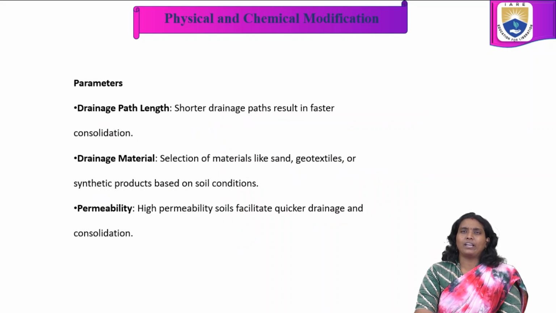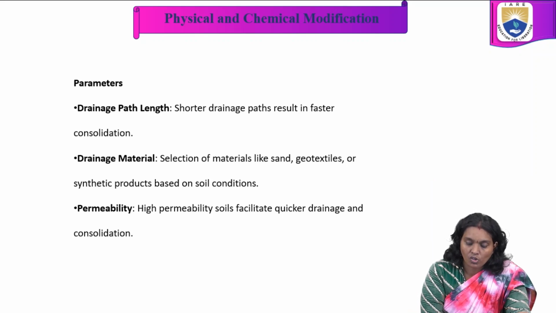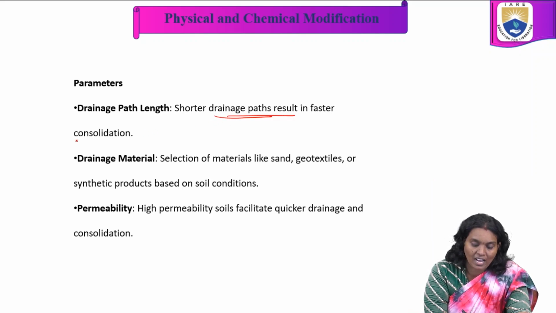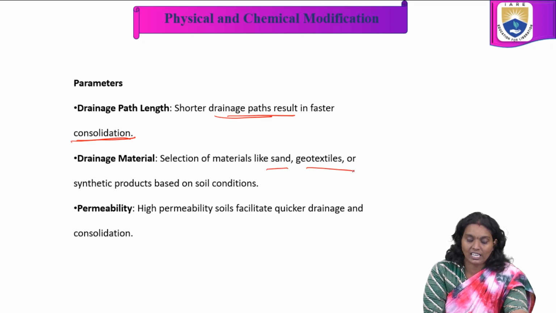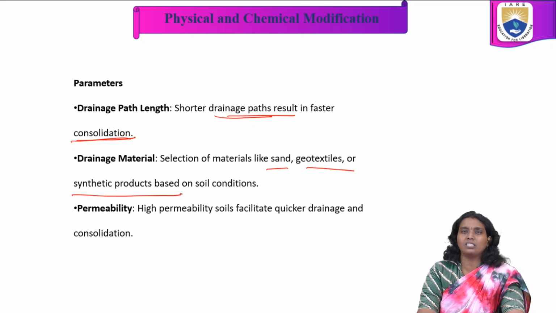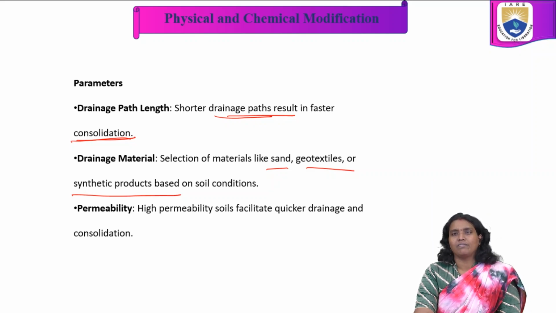The parameters for choosing the method are the drainage path length, drainage material, and permeability, which are the major parameters we are going to understand in this modification. In the drainage path, a shorter drainage path results in faster consolidation. For drainage material, we select materials like sand, geotextiles, and synthetic products based on the soil conditions. For permeability, high permeability soil facilitates quicker drainage and consolidation.